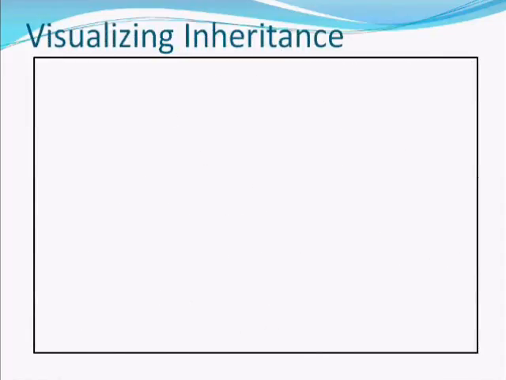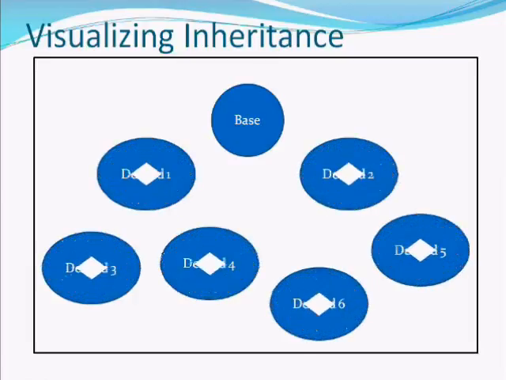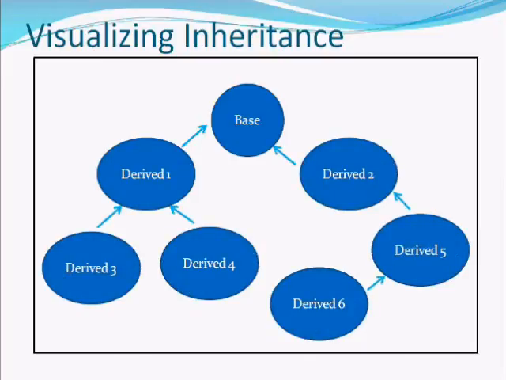Visualizing inheritance. A type called a subclass or derived type can inherit the characteristics of another type called a superclass or base type. The term subclass is equivalent to derived type.